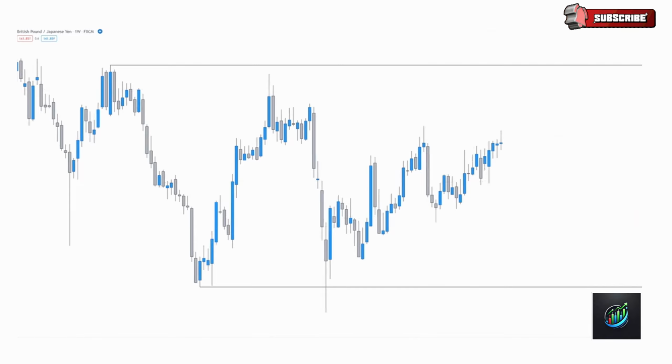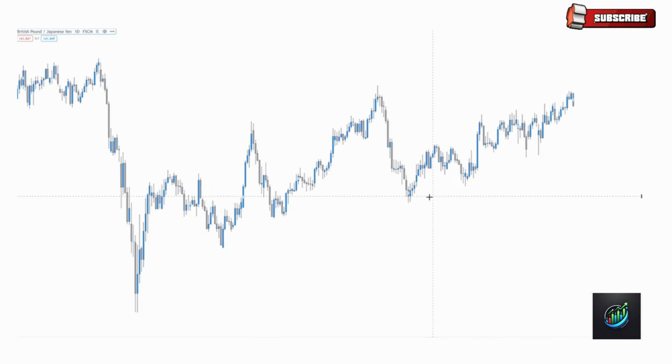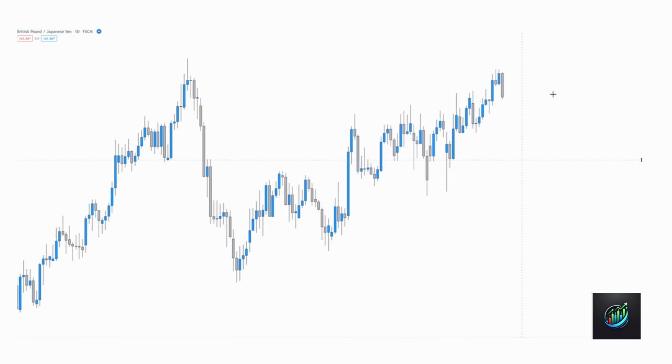So if we're looking at the weekly structure, we can see that we are making a series of higher highs and higher lows. We can see that quite clearly. So when we're looking at that, we can see that the substructure here on pound Japanese yen is bullish. So I'm just going to get rid of those weekly lines and we're going to focus on this bit of structure. What we can see when we look at this bit of structure is that price is moving to the upside. And like I said, we are making higher highs and higher lows. You can see that quite clearly.